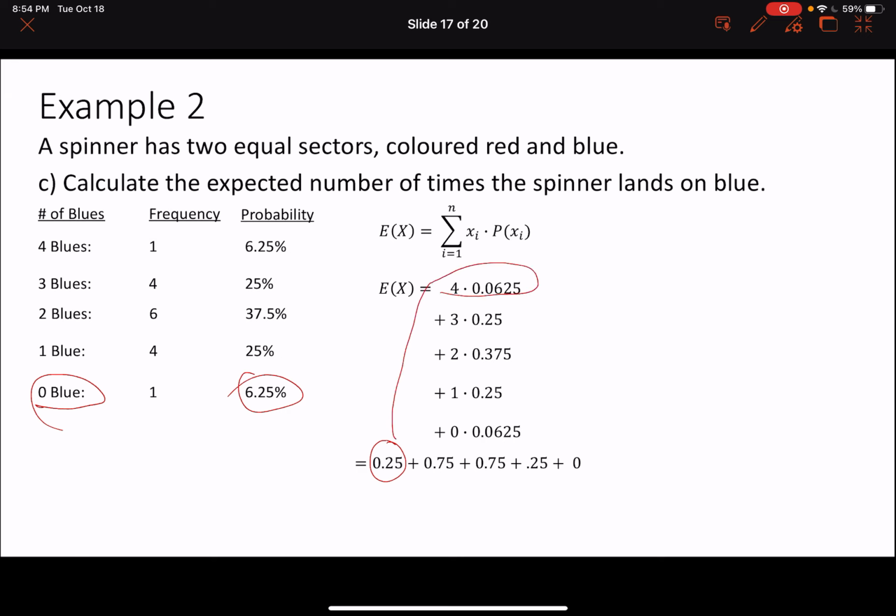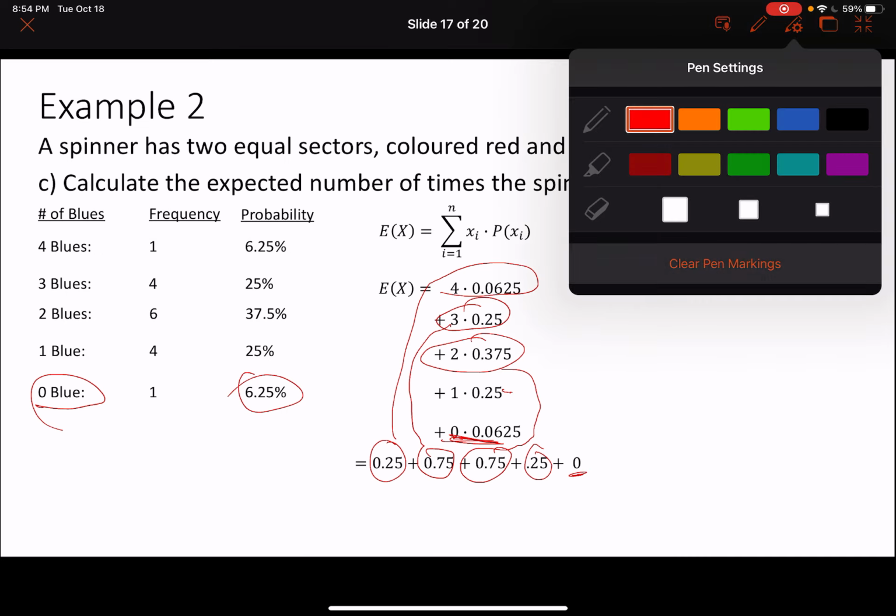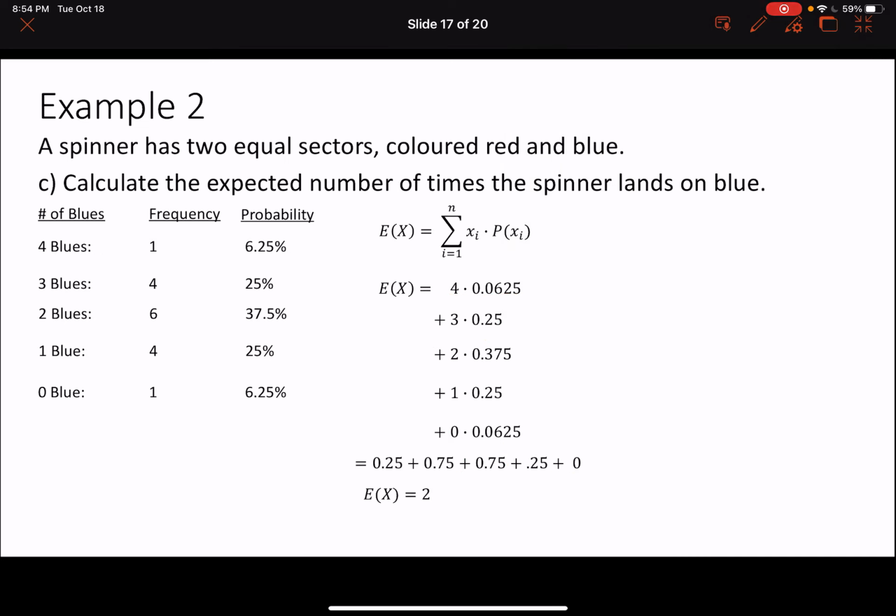0.25 comes from there. 3 is 0.75. 2 times that is 0.75. 1 times 0.25 is there. And 0 times anything is 0. So when we add them up, we get an expected value of 2.